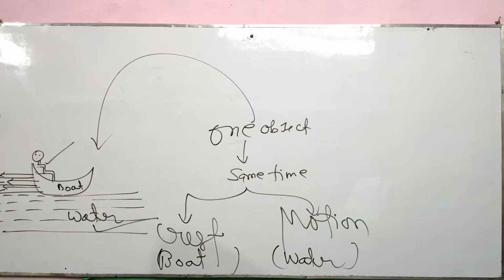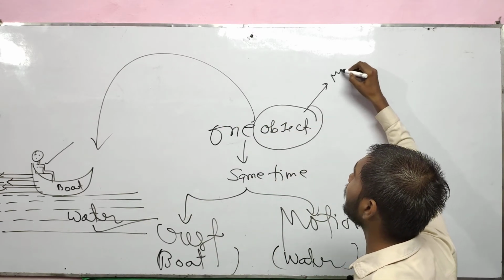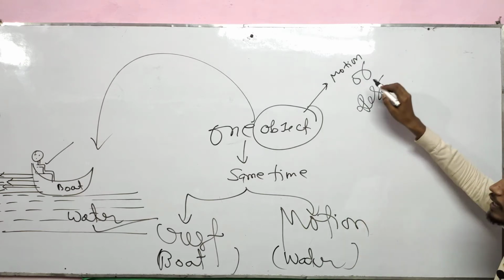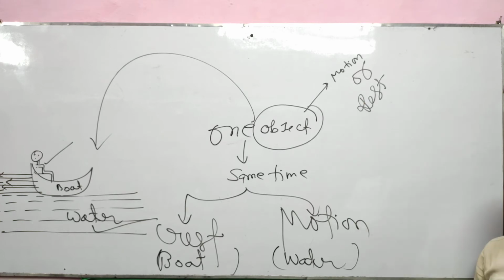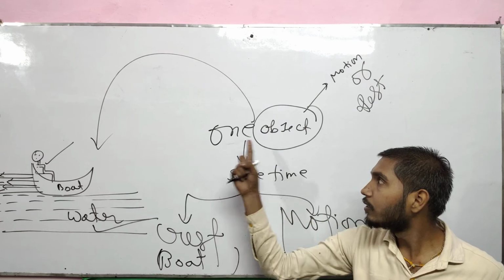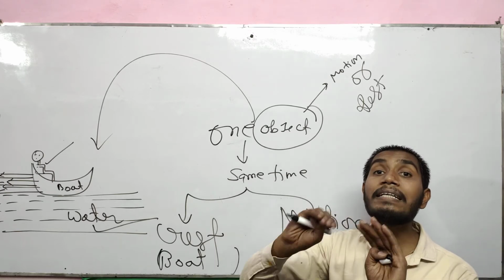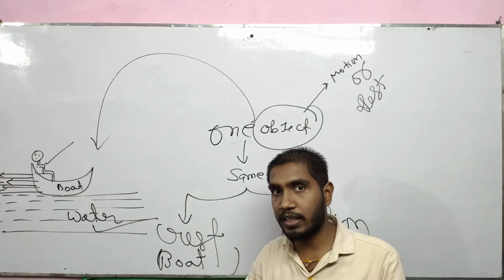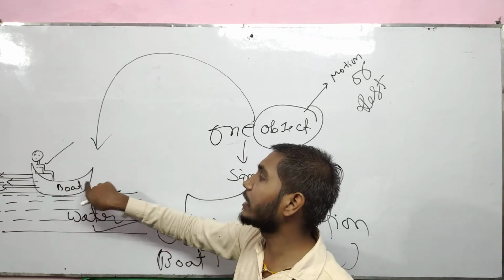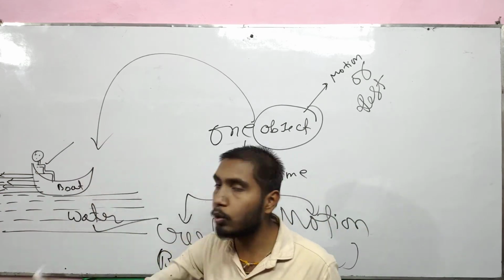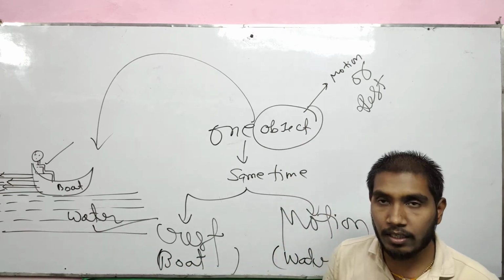So what is the result of this statement? The result is that any object is in motion or at rest, and it will be told with respect to another object, which is called the reference point. The object is at rest with respect to the boat, so the boat is the reference point. And at the same time, the person is in motion with respect to the water, so water is the reference point.